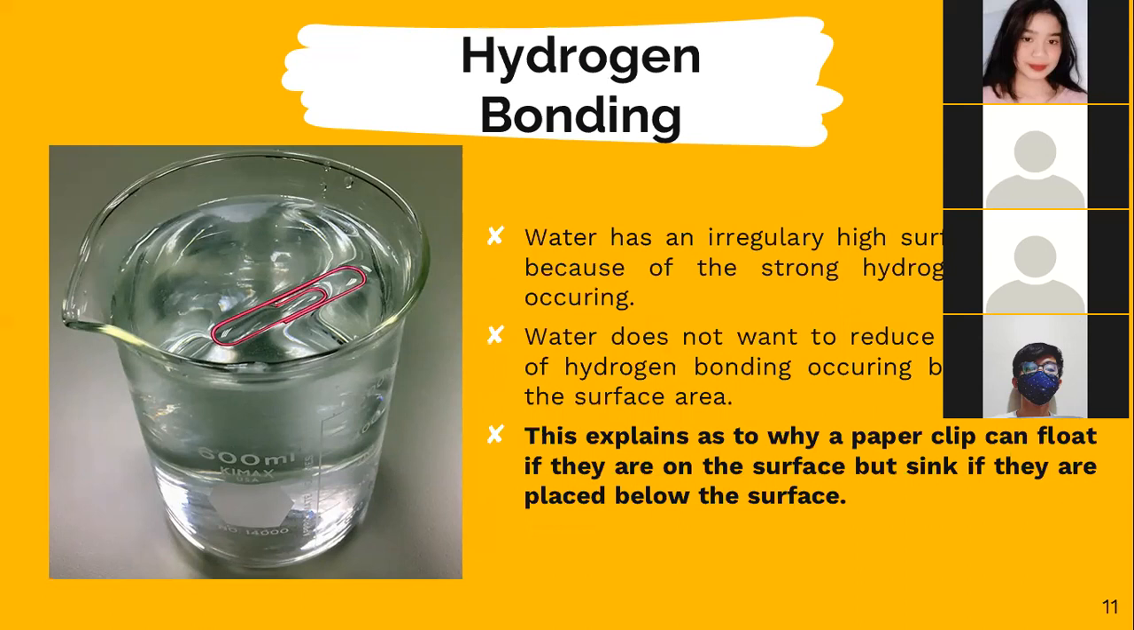Water does not want to reduce the amount of hydrogen bonding occurring by increasing the surface area. This explains as to why a paper clip can float if it's on the surface but sink if it's placed below the surface. So if you're going to experiment or kung gagawin mo siya in real life, kapag naglagay ka ng paper clip sa isang container na puno ng tubig, yung paper clip doon is mag-float. And the reason behind that is the surface tension.